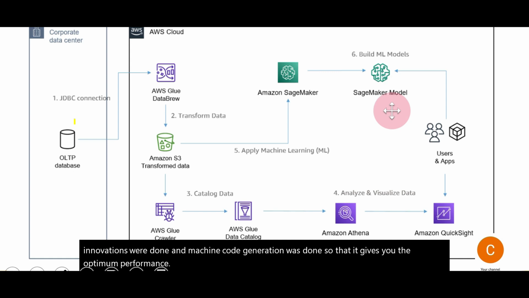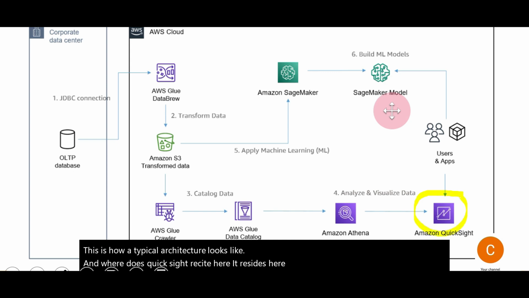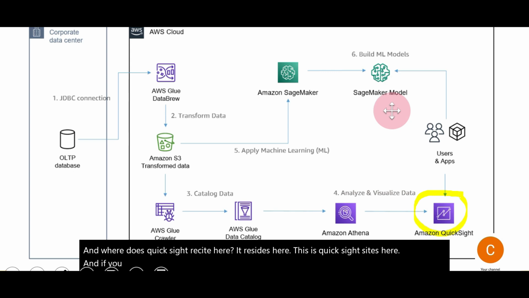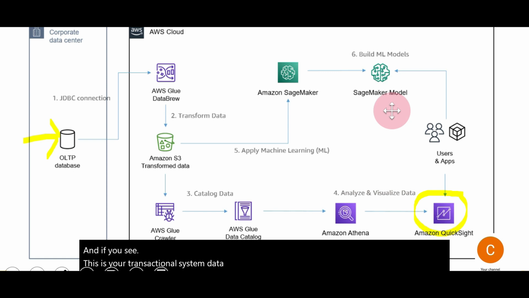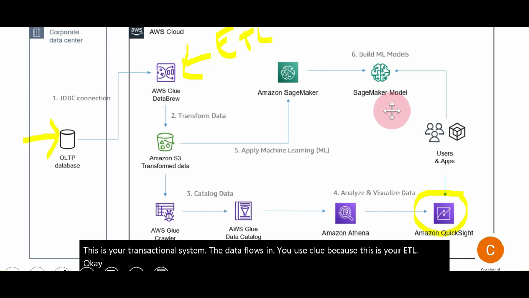This is how a typical architecture looks. And where does QuickSight reside here? It resides here. This is QuickSight. And if you see, this is your transactional system. The data flows in. You use Glue because this is your ETL. Okay, and you do all sorts of data transformation, processing, and so on. And then you can plug in QuickSight.